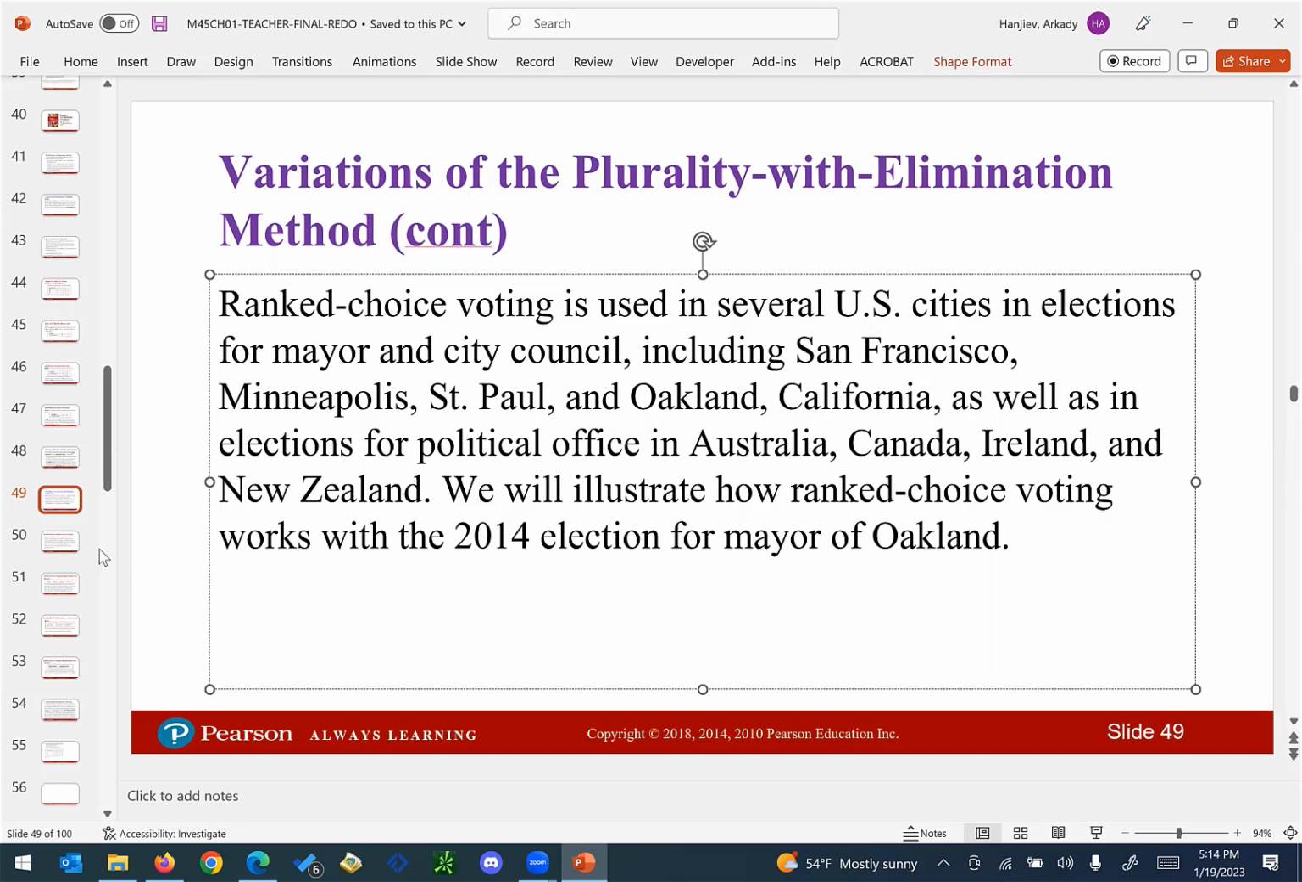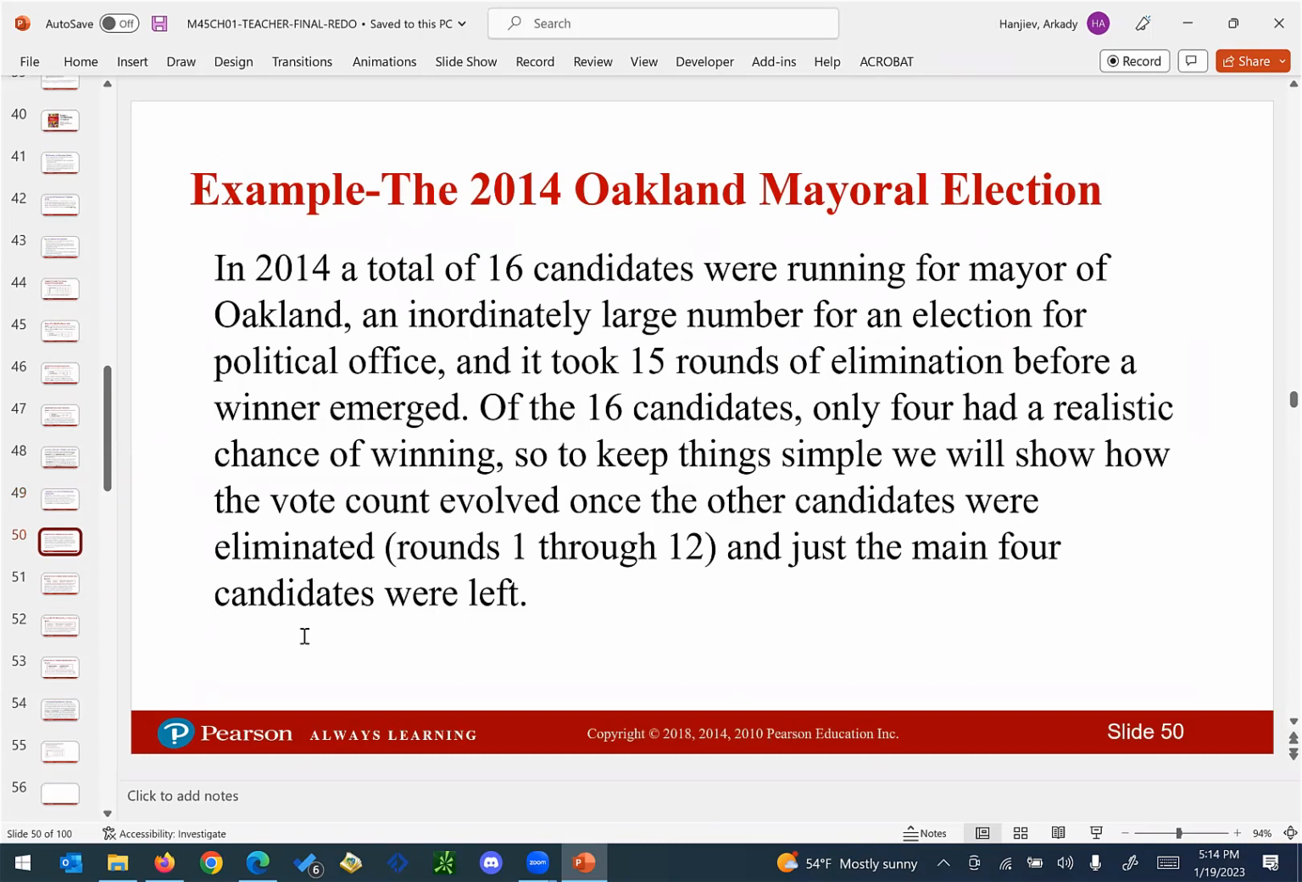So let's do an example here. There was an example in 2014. There was a total of 16 candidates running for mayor of Oakland. And what happened was it took 15 rounds of elimination before a winner emerged. Of the 16 candidates, only 4 had a realistic chance of winning. So to keep things simple, we'll show how the vote count evolved once other candidates were eliminated.